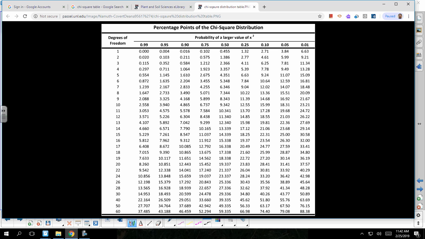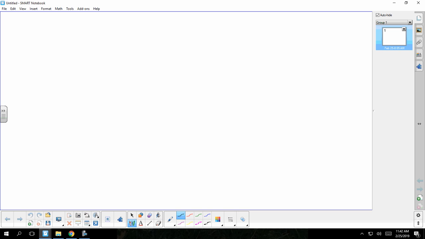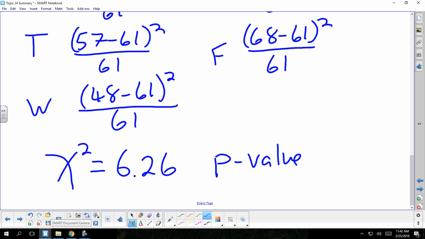4. So I go down here, and then I'm just going to go across the row, and I find between what two values 6.26 is. So it's in between right here, between 0.25 and 0.1. So I know my p-value is greater than 0.1. So that's going to lead me to fail to reject. Let's go ahead and find the exact. So we found our p-value equals 0.18.